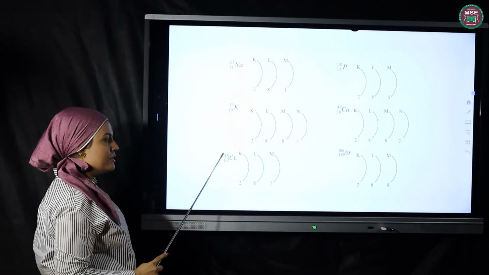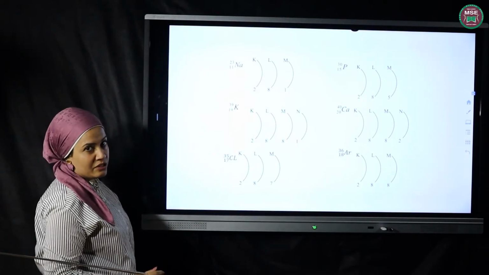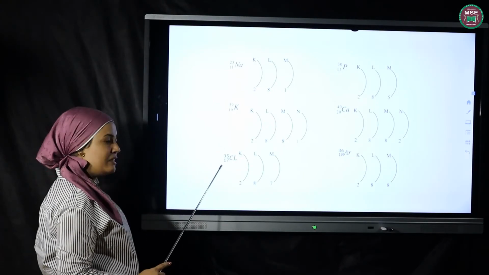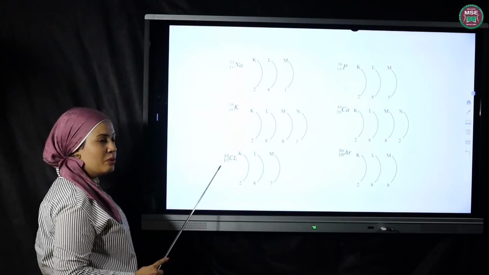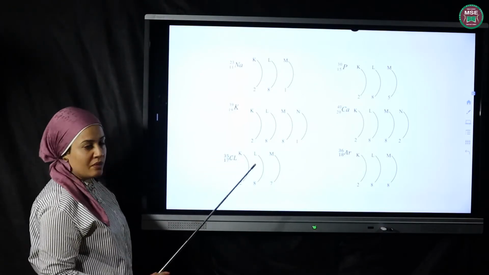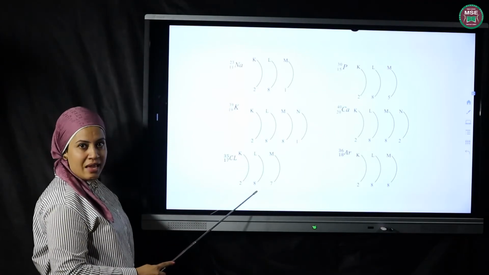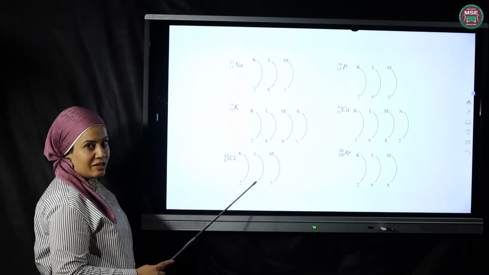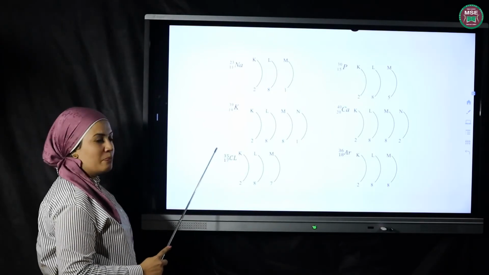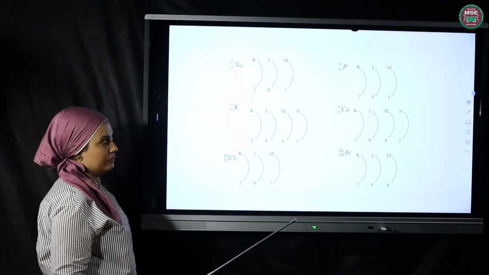Let's take another example, which is chlorine. Chlorine has 2 numbers, 17 and 35. Which number is the number of electrons? Right, 17 is the atomic number, which is the number of electrons. So we will distribute the 17 in the energy levels. The first energy level is saturated by 2, and the second by 8. So I have 2 plus 8 equals 10. I have 7 electrons left. We will put the last 7 electrons in the third energy level M, and so on.